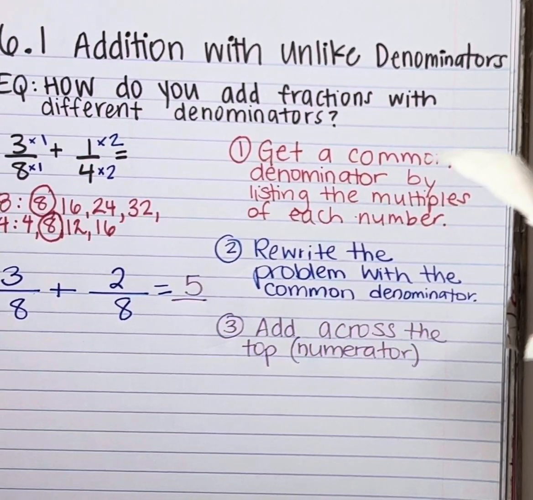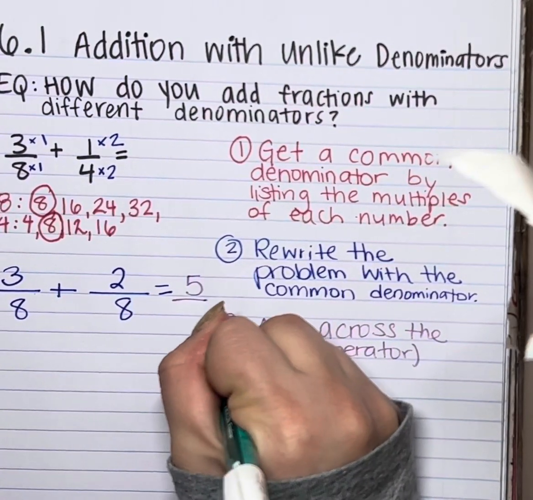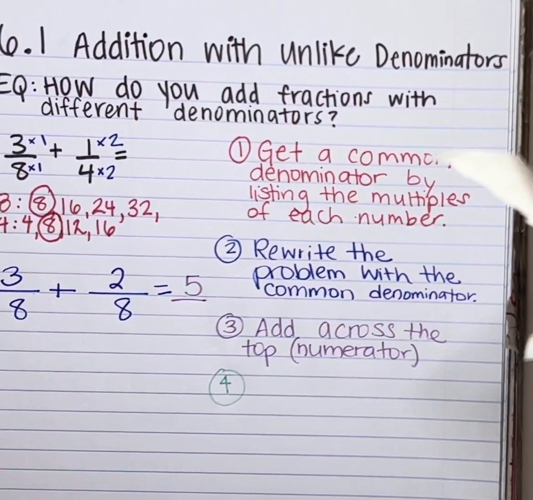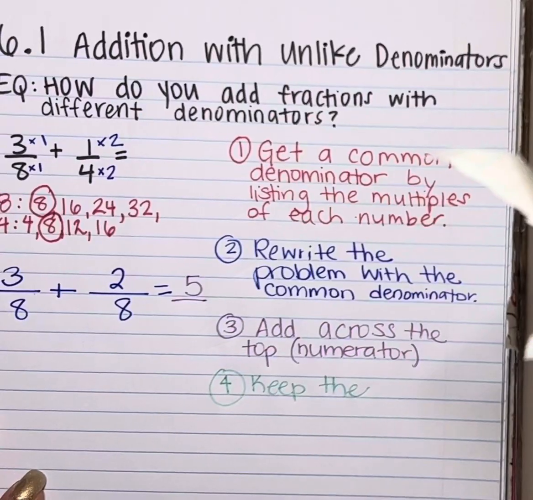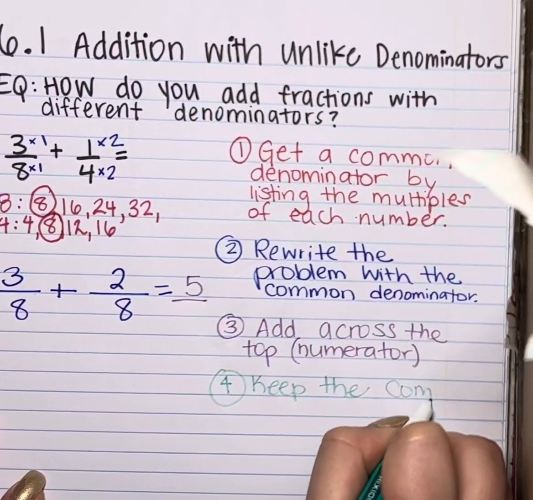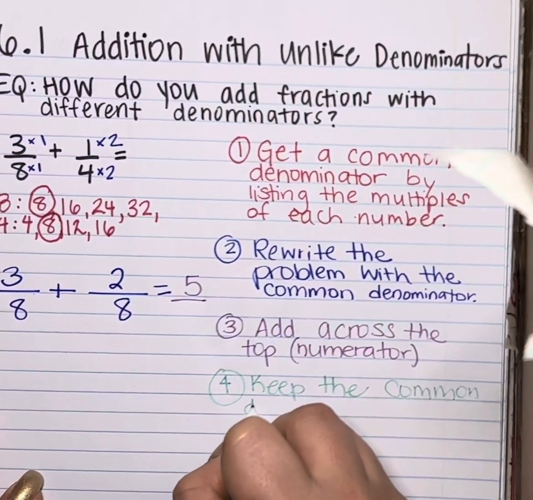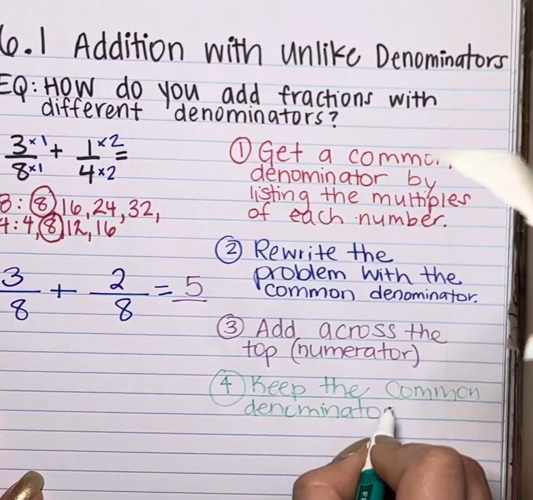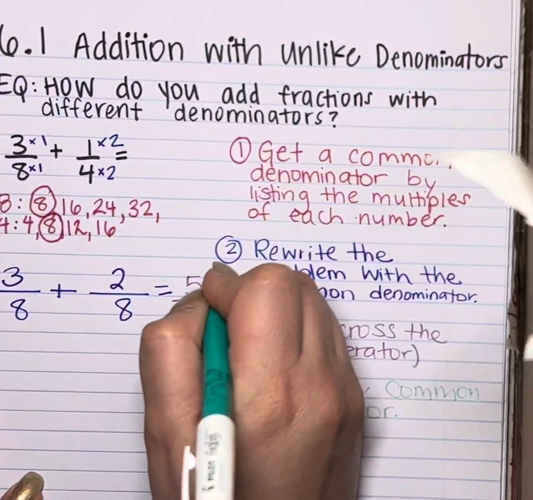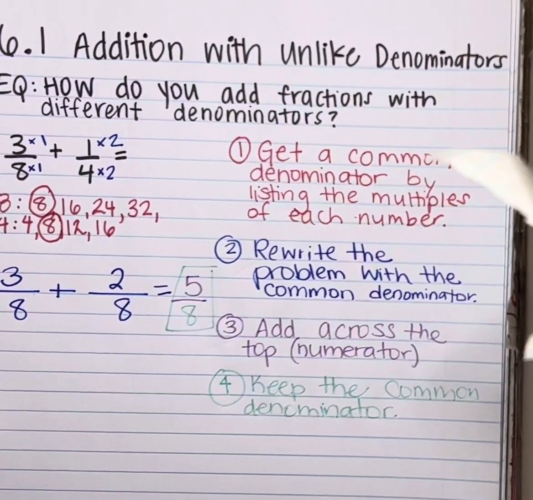And step 4 is I keep my original denominator. In addition and subtraction of fractions, you always keep the original for addition and subtraction. So step 4, keep the common denominator. So 5 over 8. Now this problem didn't require us to simplify at all. 5 over 8 is my final answer.